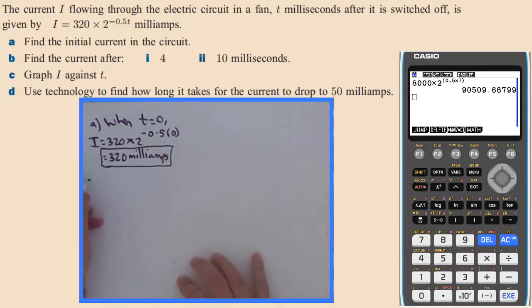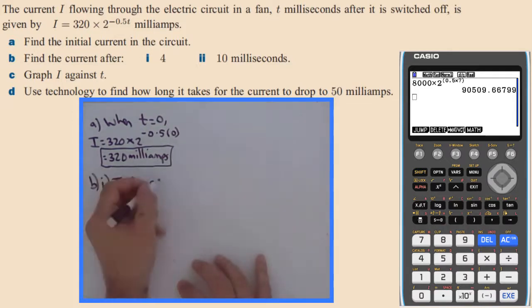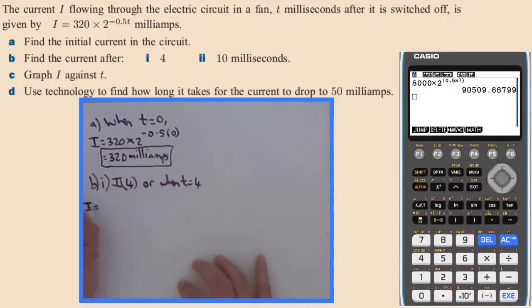B and C, we are going to need the calculator. So B, find the current after 4 milliseconds, 10 milliseconds. We're just substituting. So we're finding sort of I4, or when t equals 4. So I must equal 320 times 2 to the power of minus 0.5 times 4.